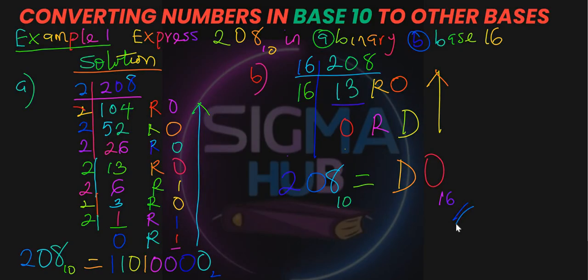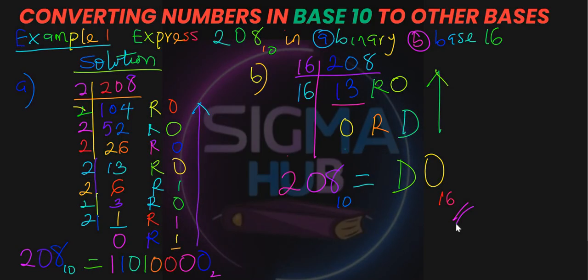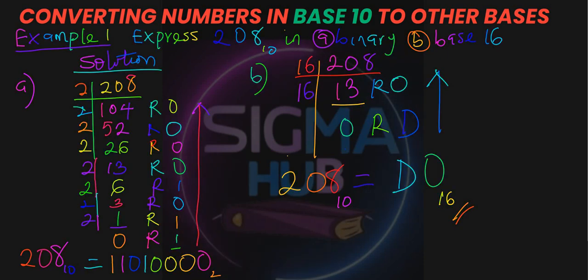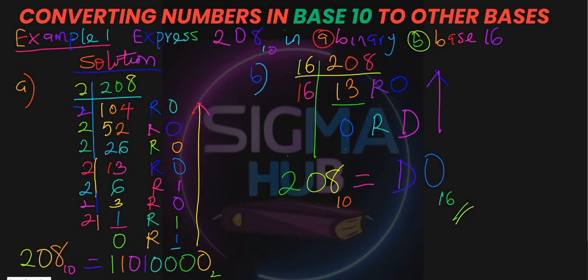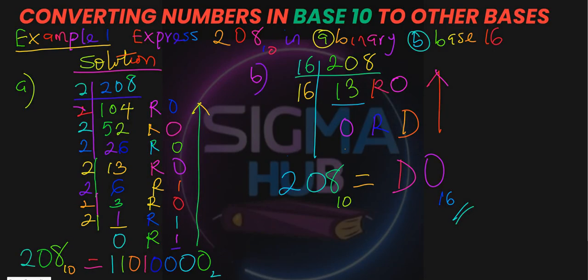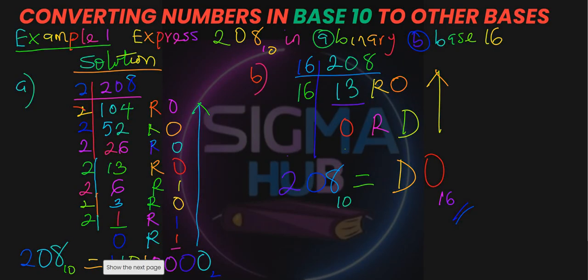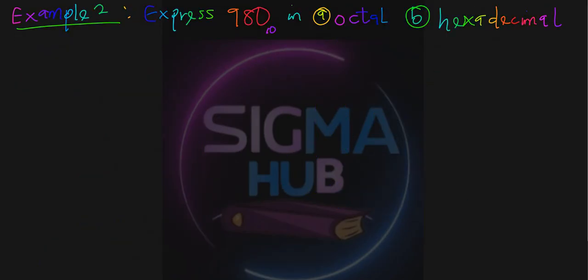Very simple and straightforward. Now let's quickly move into the next example. So the next example, we have: express 980 base 10 in octal and in hexadecimal.